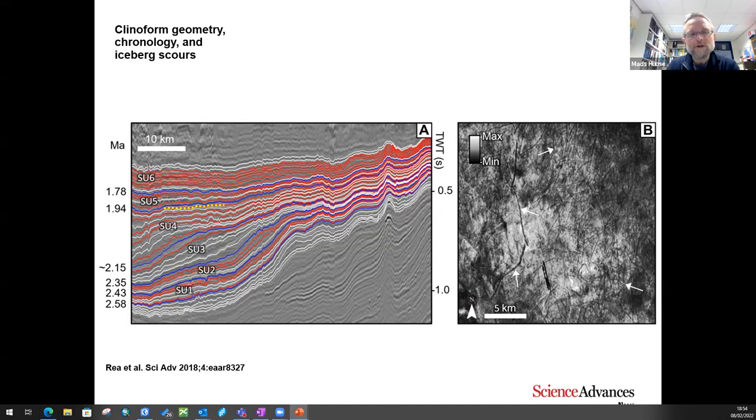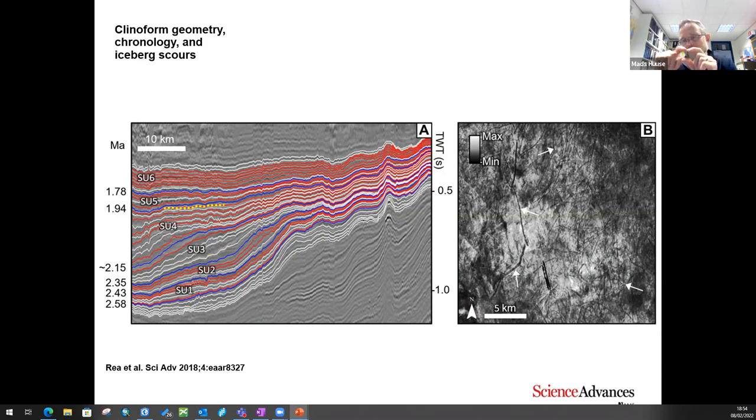So we had 2 million years and hundreds of reflections. So you can imagine we have a stratigraphic resolution provided by these clinoforms of tens of thousands of years, which is phenomenal considering we're going back in time to 2.6 million years and we only have one really good chronostratigraphic borehole to hang this on.